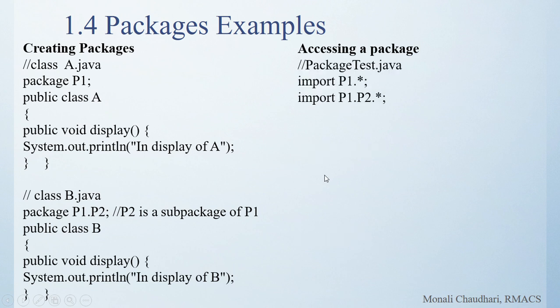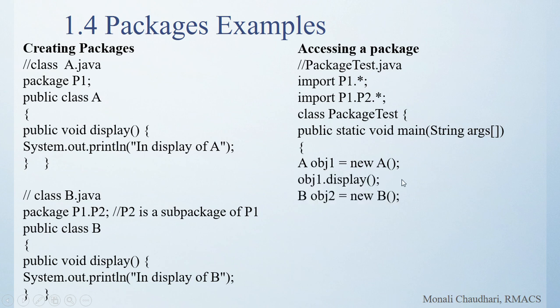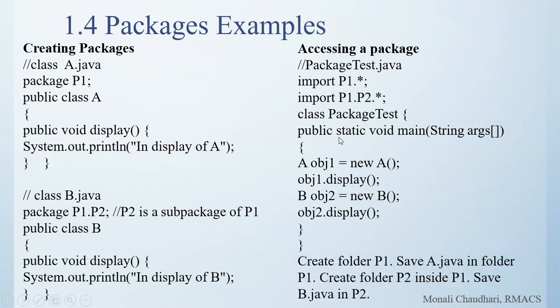For this I have created a class called package test. Package test uses these two classes A and B. How can we access them? We first created the objects: obj1 is the object of class A and obj2 is the object of class B, and then through the objects we have called the display method. This is how we have created an example of packages.